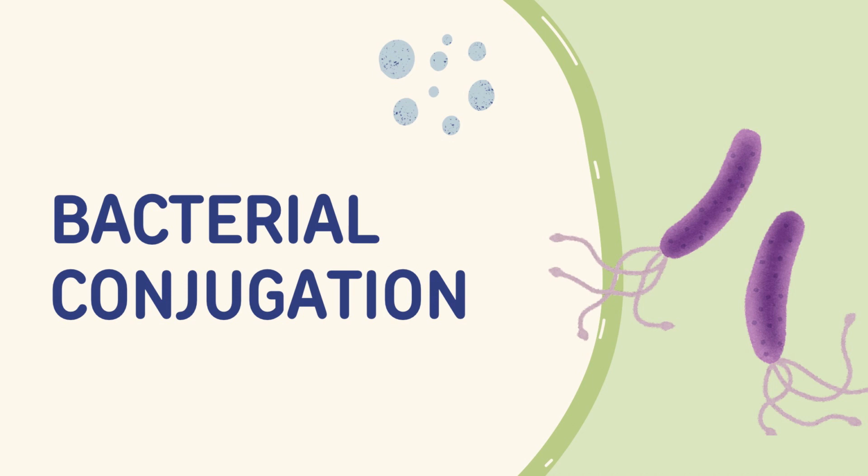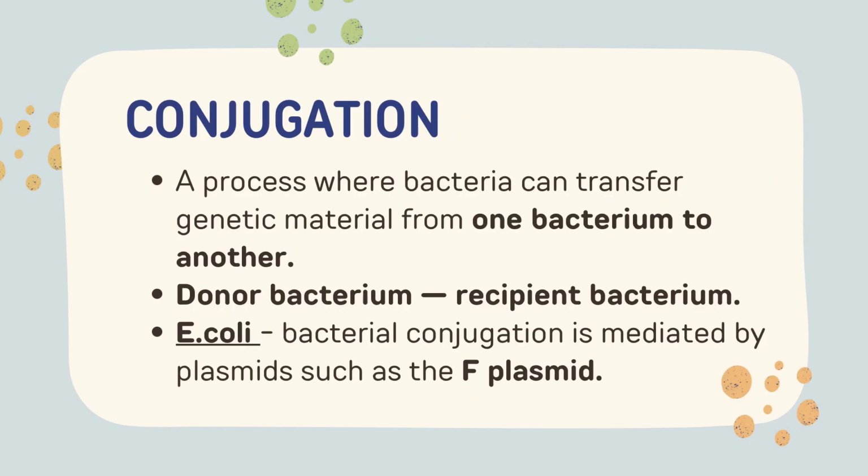Today let's learn about conjugation in bacteria. Conjugation is a process where bacteria can transfer genetic material from one bacterium to another. The process involves direct transfer of DNA from donor bacterium to recipient bacterium. DNA is transferred in the form of plasmid.